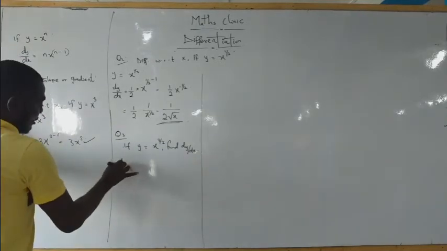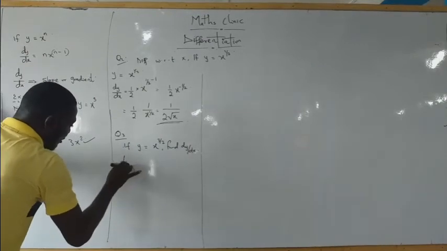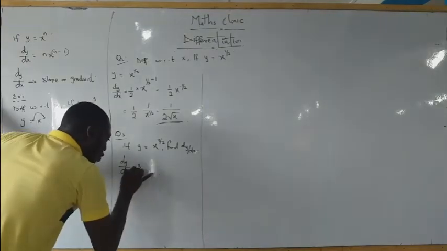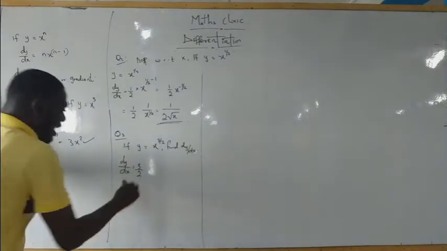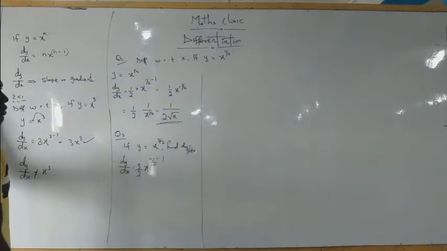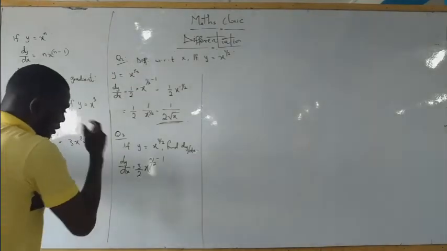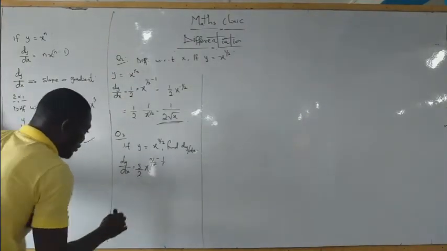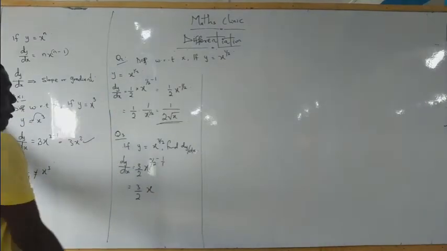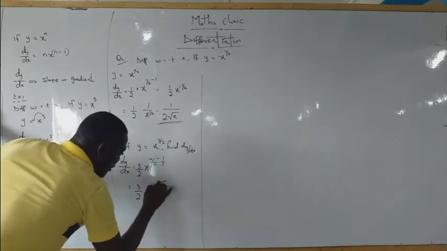So dy over dx will be equal to 3 over 2 x raised to power 3 over 2 minus 1. This is the same thing as over 1, so you can have 3 over 2 x to the power of (3 minus 2) over 2. The LCM of 2 and 1 is 2.